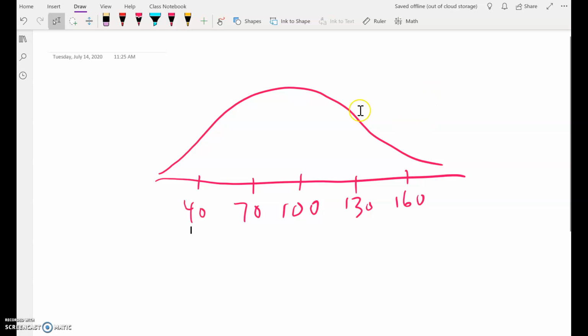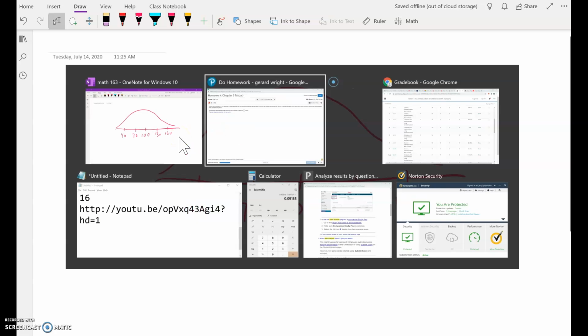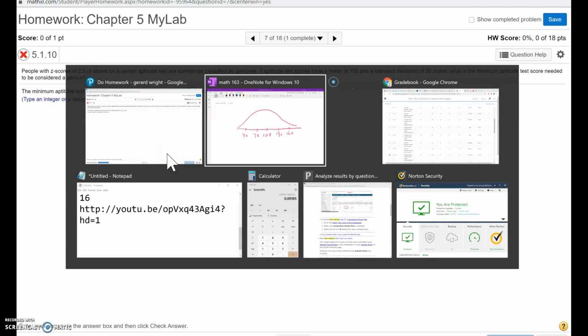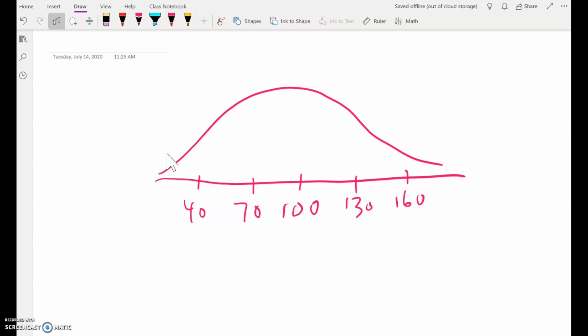Now, it really helps to have a visual of this to get a rough idea of the answer. It says anyone with a Z-score 2.5 or higher, meaning 2.5 standard deviations above the mean. So let's put the Z-scores underneath. If someone's IQ is 100, they're exactly average, so their Z-score would be 0. If someone's score is 130, that's 1 standard deviation above the mean, so a Z-score of 1. Then 160 is a Z-score of 2. The -1 would be 70, and -2 is 40.